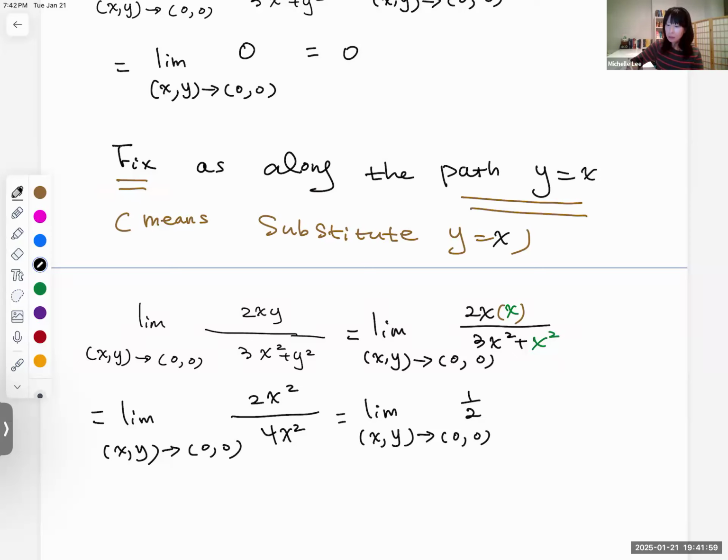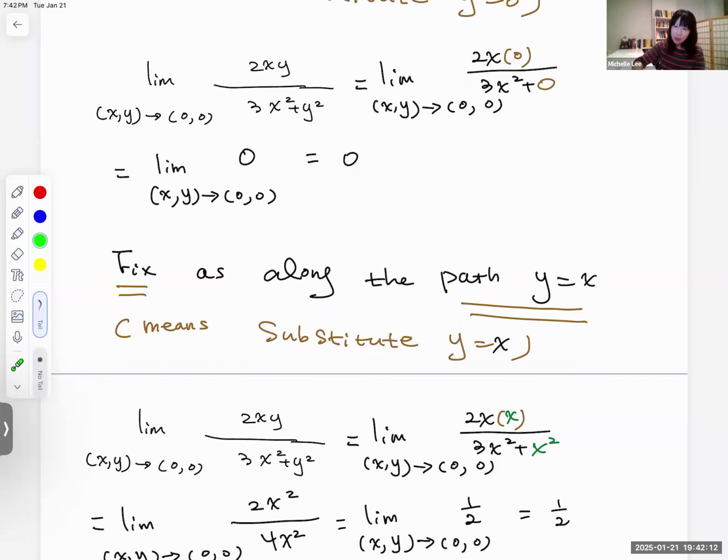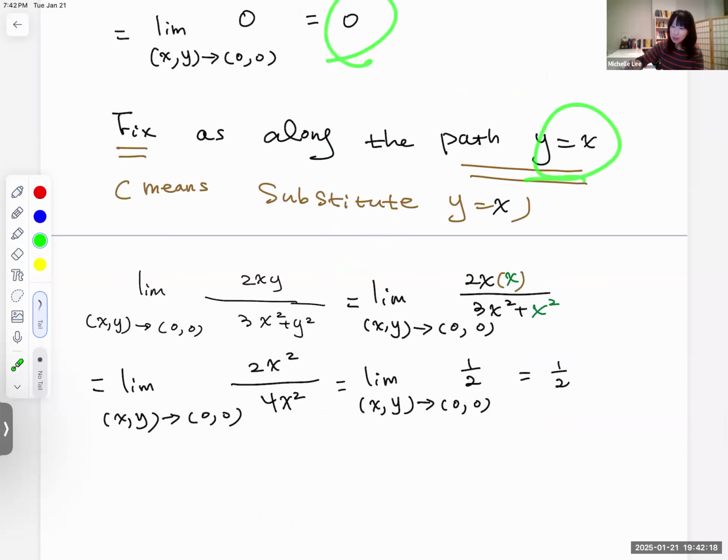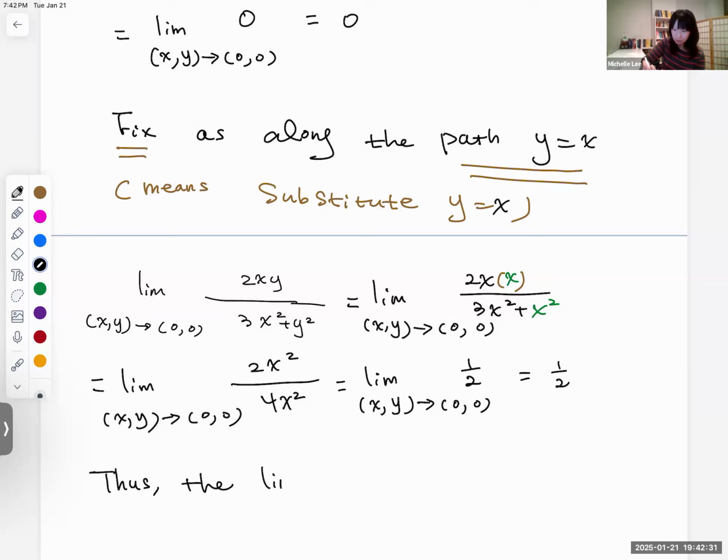Again, if we have a constant, then it's the constant itself. So we have 1/2. So look, we show that when y equal to 0, we get 0. If y equal to x, we get 1/2. So we can conclude the limit does not exist. Does not exist. All right. Okay, let's do this one.